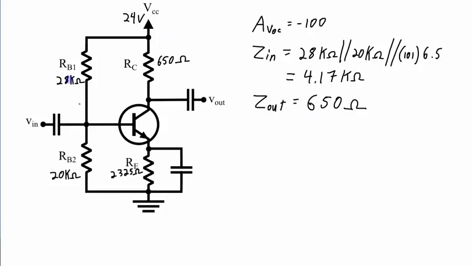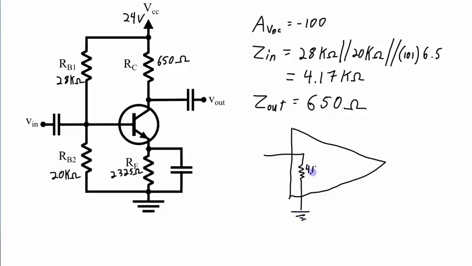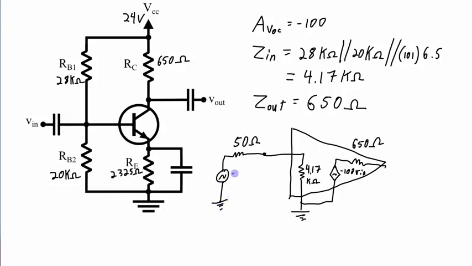So what this gives me, if I was translating this amplifier into a general amplifier model, I'll have an input impedance of 4.17 kilo ohms. I have an open circuit voltage gain here of minus 100 times V in. Connected to an output impedance of 650 ohms. So that's the general amplifier model of my common emitter amplifier that I've just designed. Now let's say I connect a voltage source that has its own output impedance of 50 ohms. And the magnitude of this input, let's say it's a 10 millivolt peak input. And then I've got a load connected over here, and let's say this load is a 1 kilo ohm load.